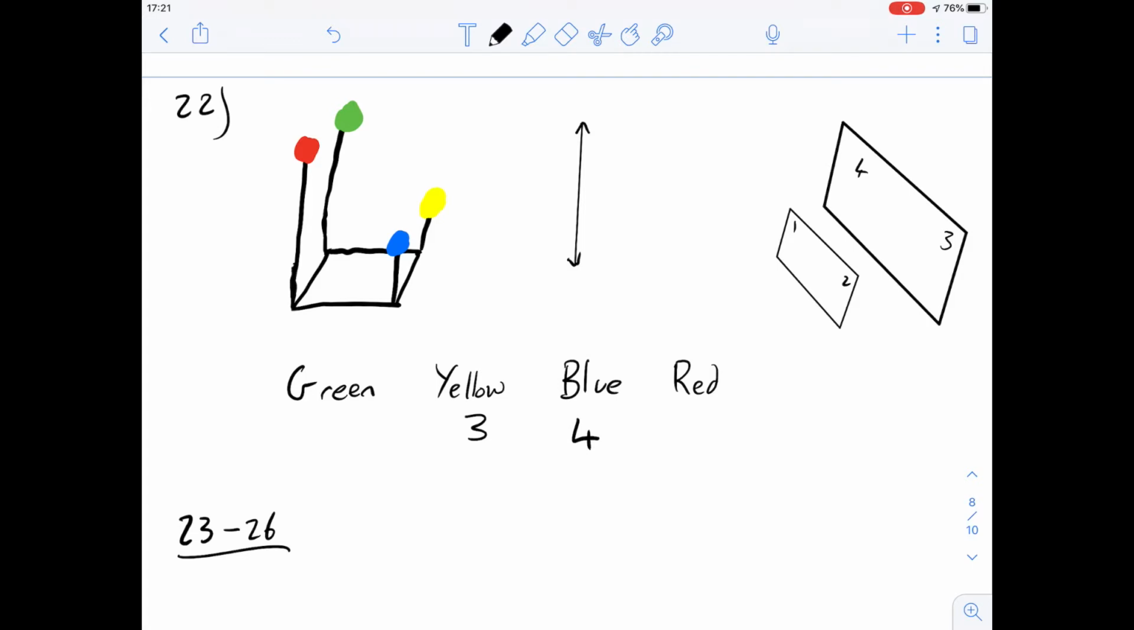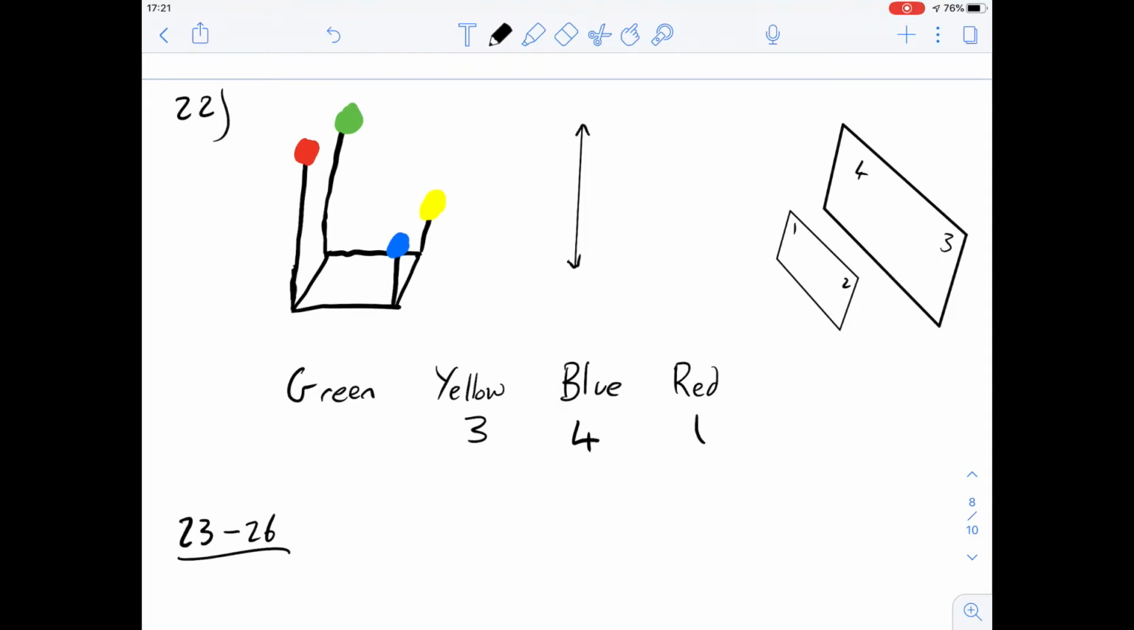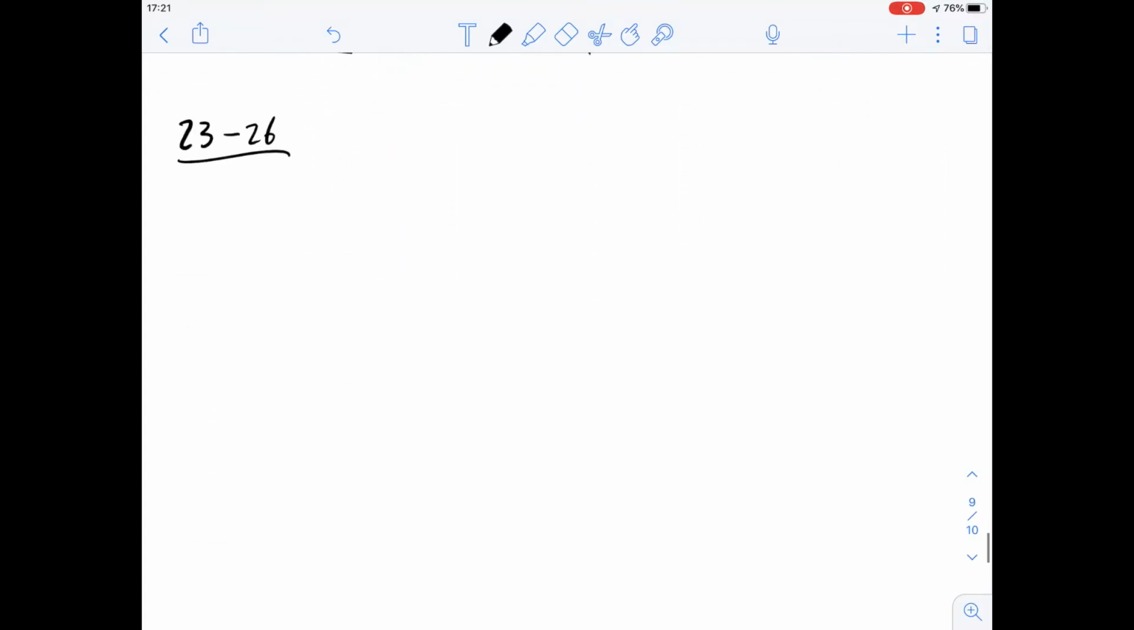The red is closest to us, so the image will end up furthest away, so the red will end up in position 1, and that leaves green to be in position 2, which makes sense. So we're looking for the answer that's 2, 3, 4, 1, and that in this case will give us answer D for 22.